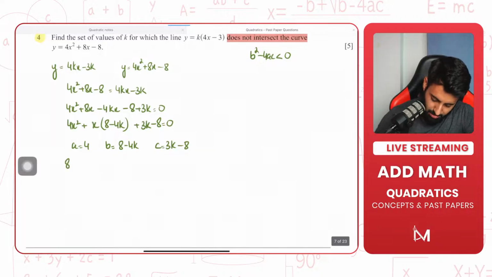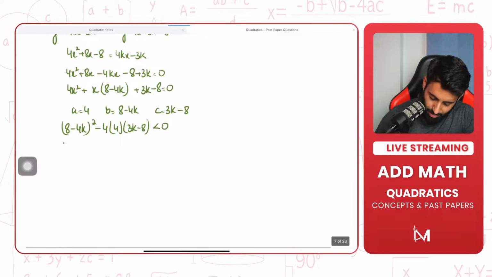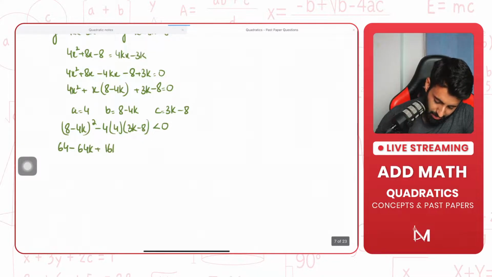So b squared, which means (8 minus 4k) the whole thing squared, minus 4 into 4 into (3k minus 8), is less than 0. Okay. 8 squared is 64. 8 into 4 is 32, double of which is 64k, plus 16k squared.